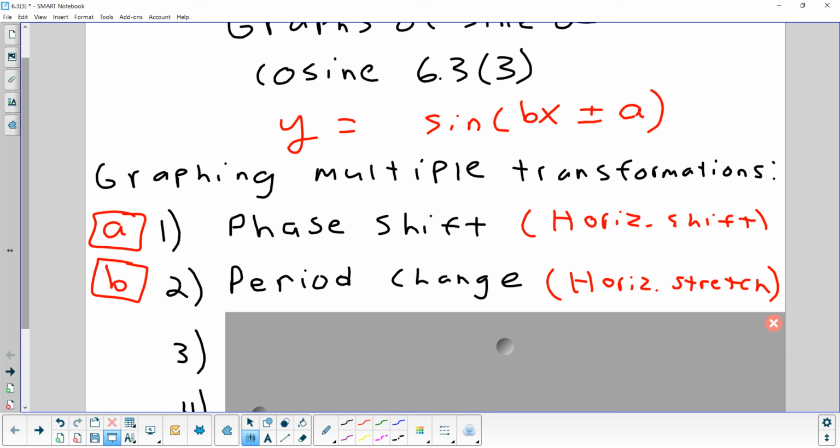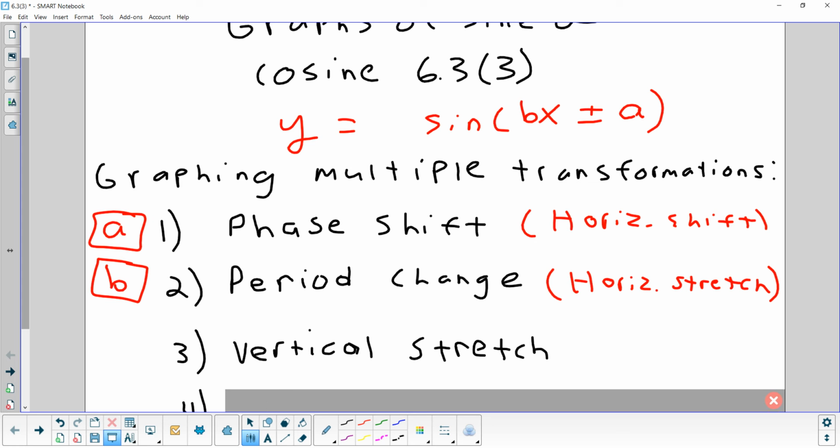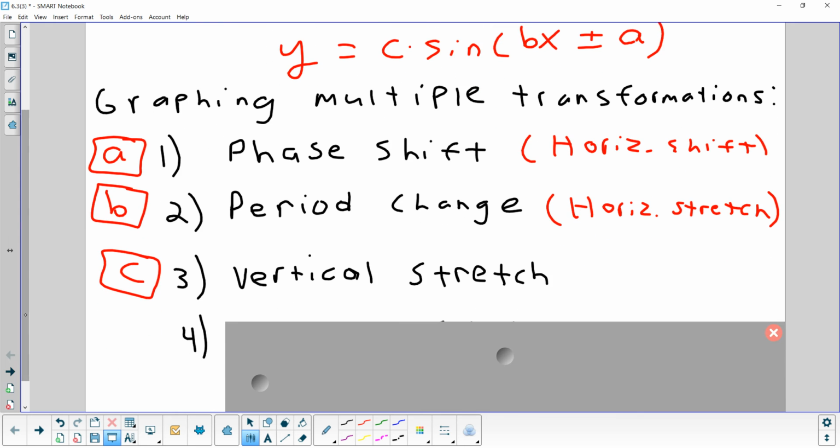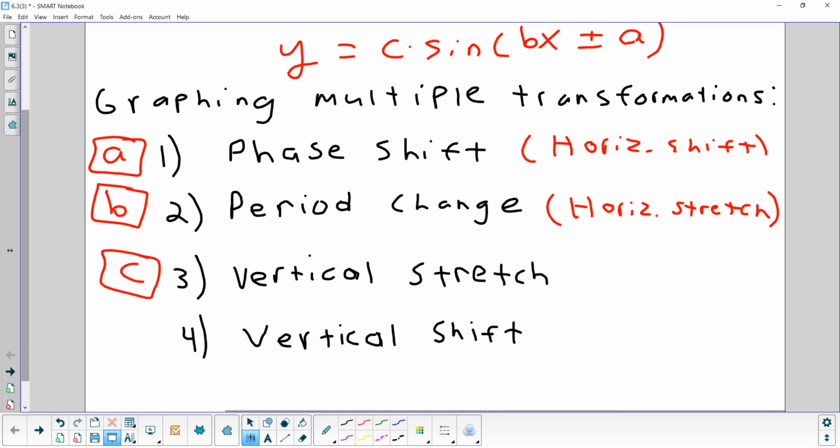Okay, what's next? We've done the horizontal shift, we've done horizontal stretch. What's the third thing we always look for? Vertical stretch. Okay, that's an amplitude change. Like B, it's multiplication, but it's not inside the argument, it's in front. That's the difference. And what's the last thing we always look for when we have to do transformations? A vertical shift. Yep, vertical stretch, yeah, we got that, vertical shift.